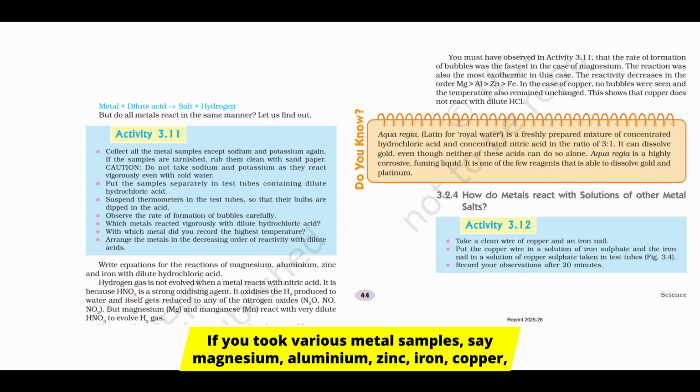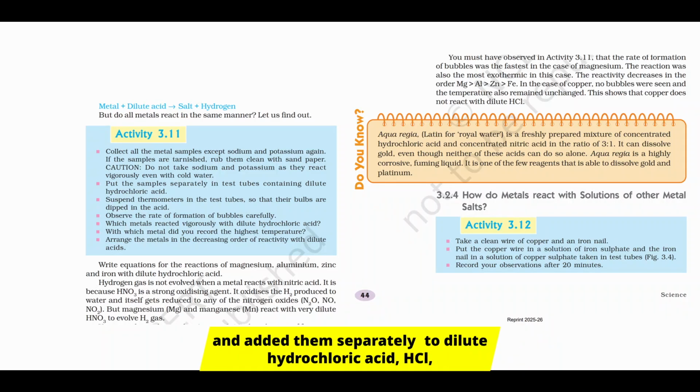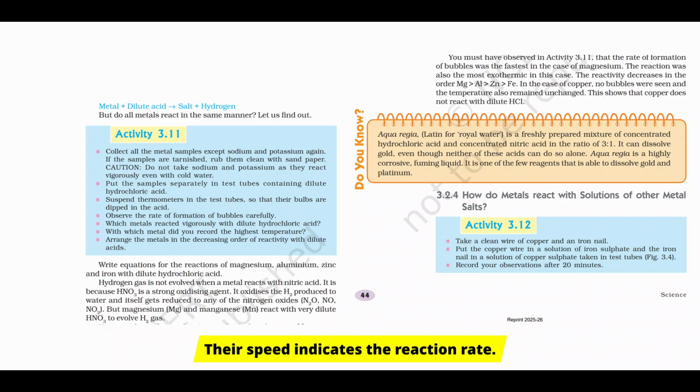If you took various metal samples, say magnesium, aluminium, zinc, iron, copper, and added them separately to dilute hydrochloric acid, HCl, you'd observe vastly different rates of bubble formation. Those bubbles are the hydrogen gas, of course. Their speed indicates the reaction rate.